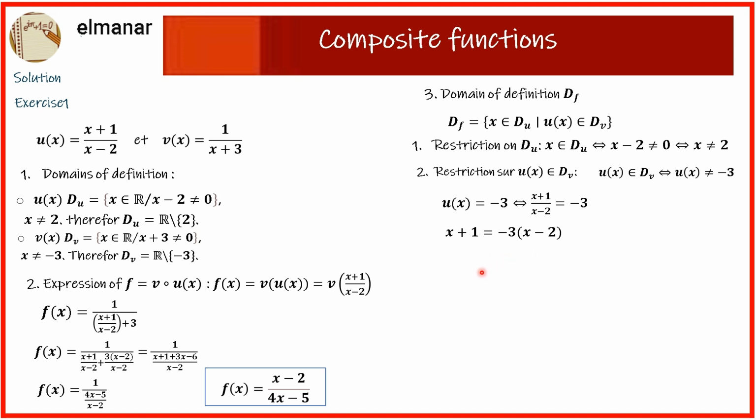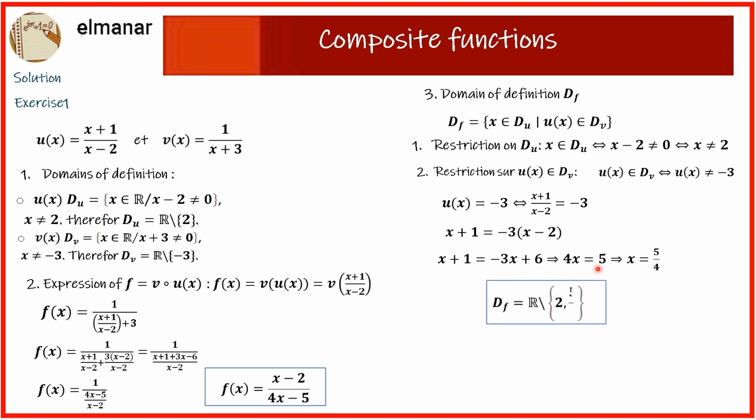X plus 1 is equal to minus 3 times x minus 2. This gives x plus 1 equal to minus 3x plus 6. Rearranging the terms, we obtain 4x equal to 5. Therefore, x is equal to 5/4. Thus, the function f is not defined when x is equal to 2 or when x is equal to 5/4. Conclusion: the domain of definition of f is the set of real numbers excluding 2 and 5/4.